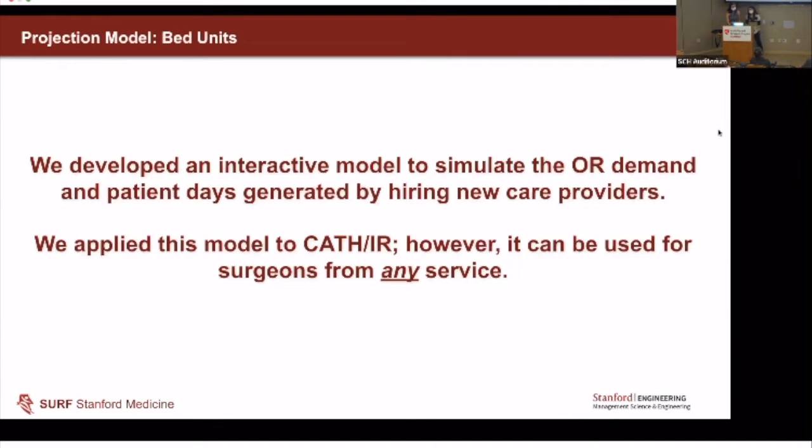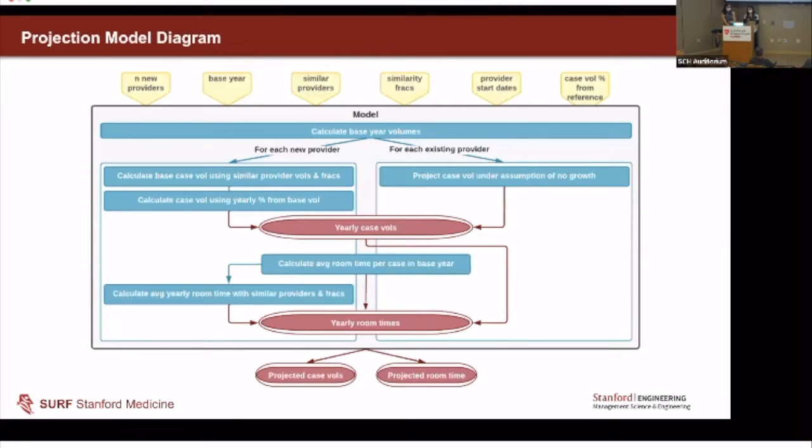And then finally getting to our projection model. So we developed an interactive model that is able to simulate OR demand and patient days, so length of stay, generated by hiring new providers. And we apply this model specifically to cath-IR patients. However, it can be used for any other service as well. Here is an overview of the model.